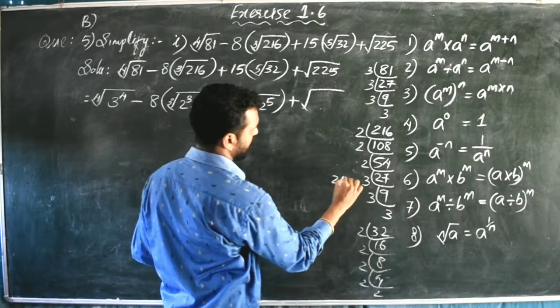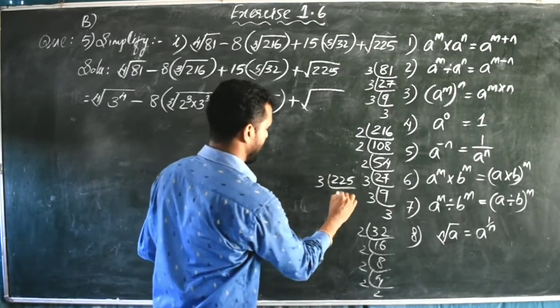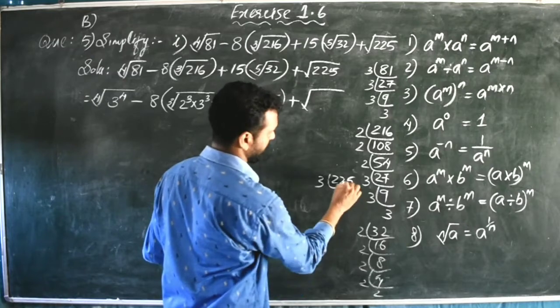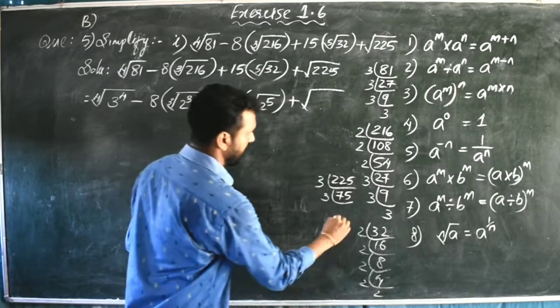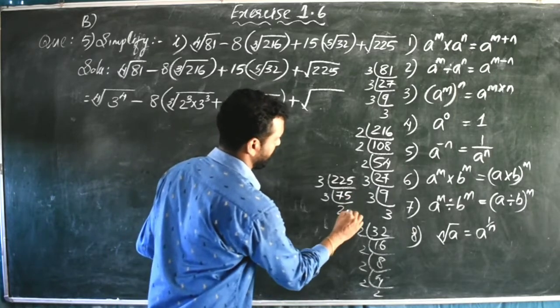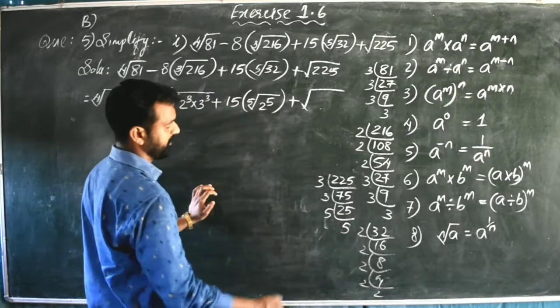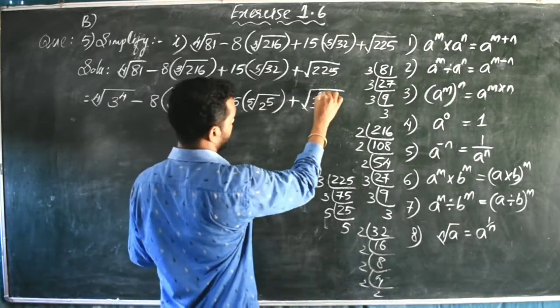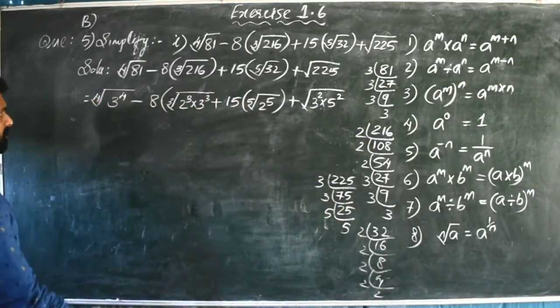Factorize it. 225 divided by 3 is possible. 3 sevens are 21. Remainder 1 15. 3 fives are 15. Again we can divide it by 3. 3 twos are 6. Remainder 1 15. 3 fives are 15. Divided by 5. 5 fives are 25. 3 raised to 2 into 3 raised to 2 into 5 raised to 2. 3 raised to 2 into 5 raised to 2.